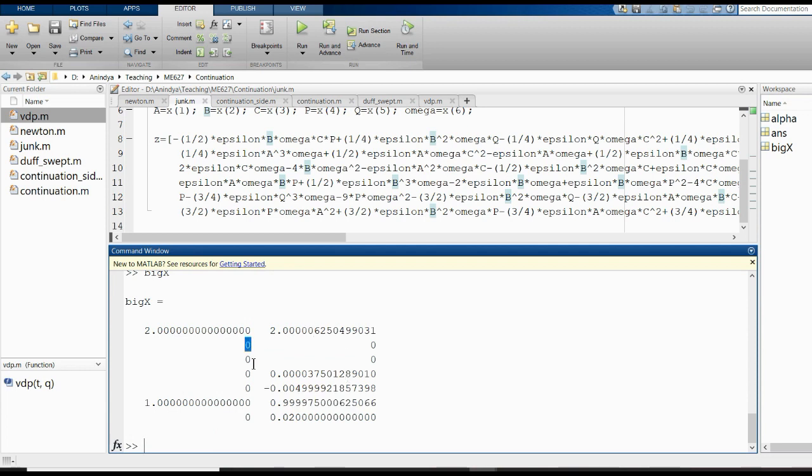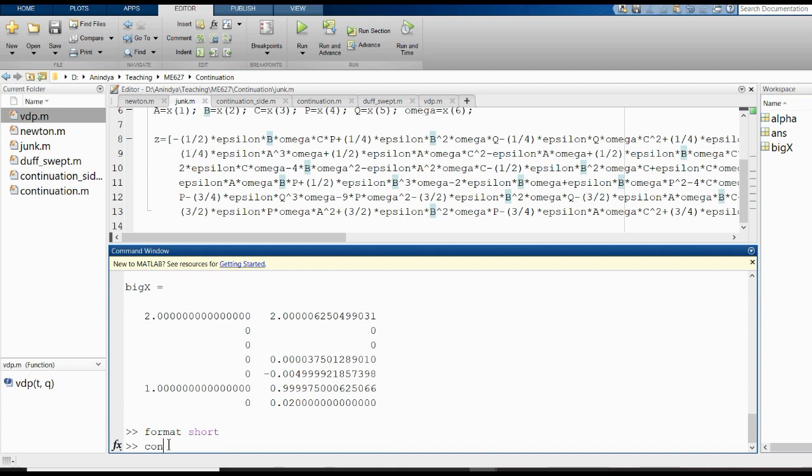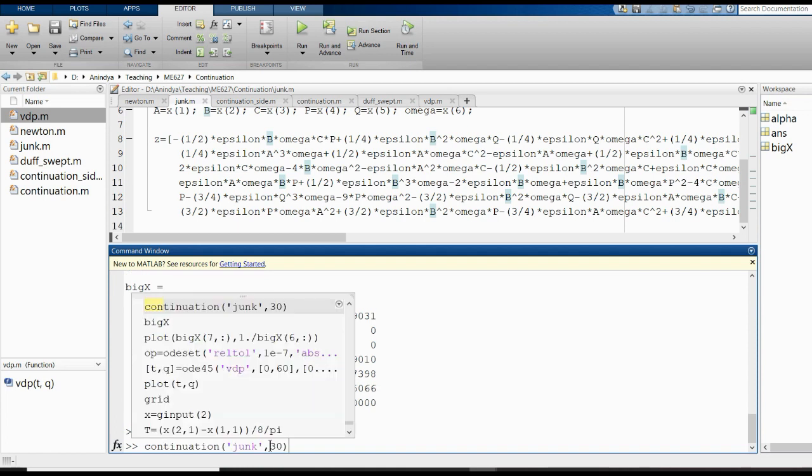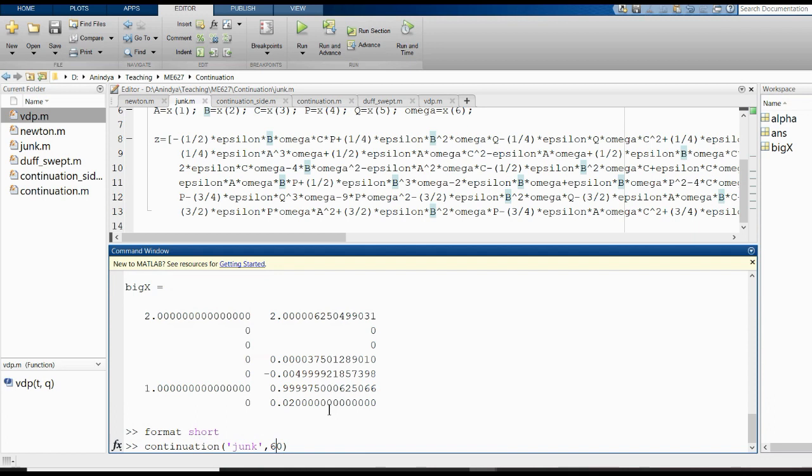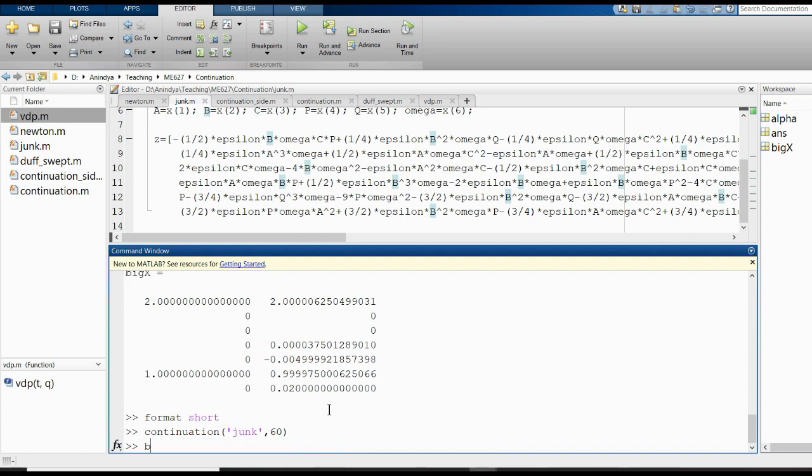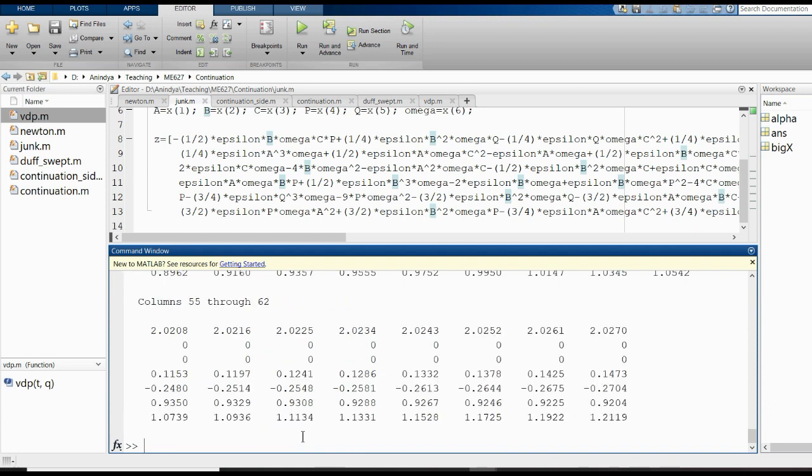This B and C, these are the 2 omega t terms. Their coefficients remain 0. The 3 omega t, sine and cosine, are appearing. Alright. Now I will go again to format short. Then I will go continuation, maybe 60. Okay. Let's see how far we have gone. We have gone to epsilon equals 1.2119. Good enough.